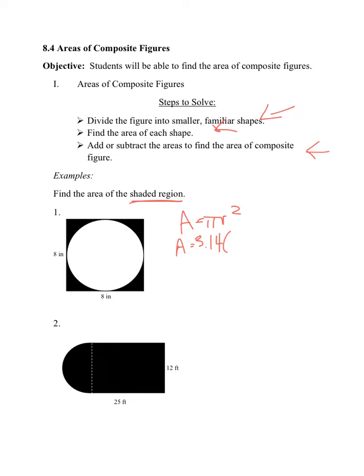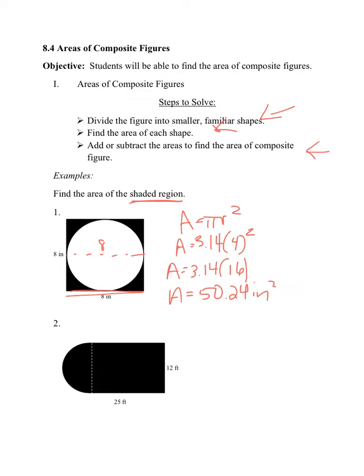Now, since here to here is 8, that means from here to here also has to be 8. So I need my radius. That's going to be half of 8, which is 4. So pi r squared, which is 4 squared. So area equals 3.14 times 16. So the area of this circle is going to be 50.24 inches squared.